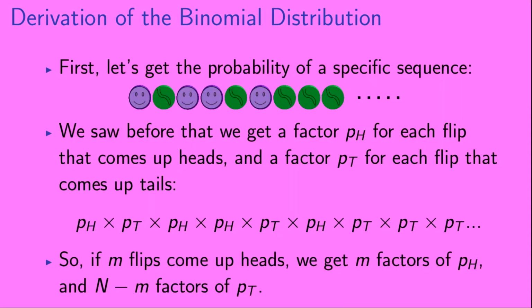First, let's get the probability of a specific sequence, here shown as heads, tails, heads, heads, etc. We saw before that we get a factor pH for each flip that comes up heads and a factor pt for each flip that comes up tails. So here we would get pH, pt, pH, pH, etc. So if m flips come up heads, we get m factors of pH and n minus m factors of pt.